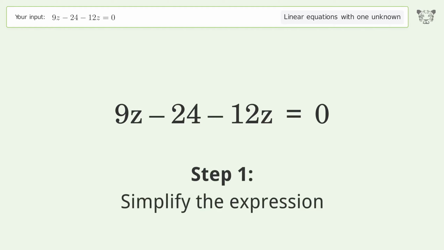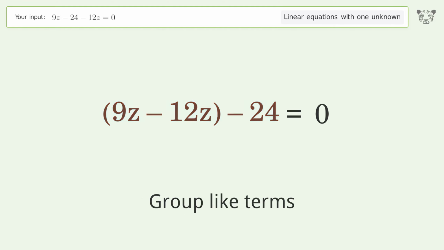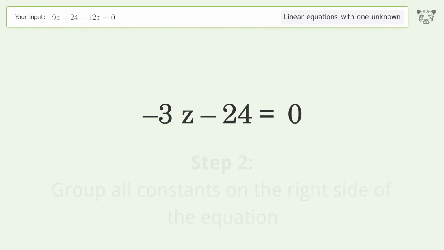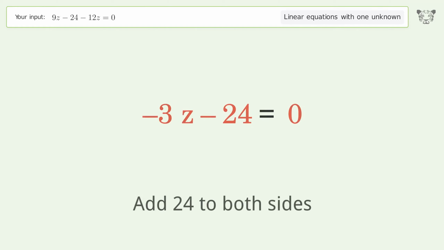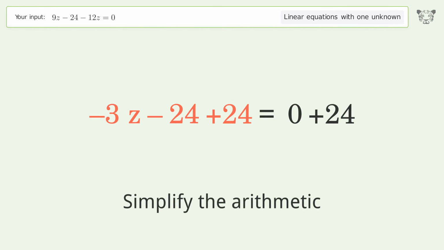Simplify the expression. Group like terms. Simplify the arithmetic. Group all constants on the right side of the equation. Add 24 to both sides. Simplify the arithmetic.